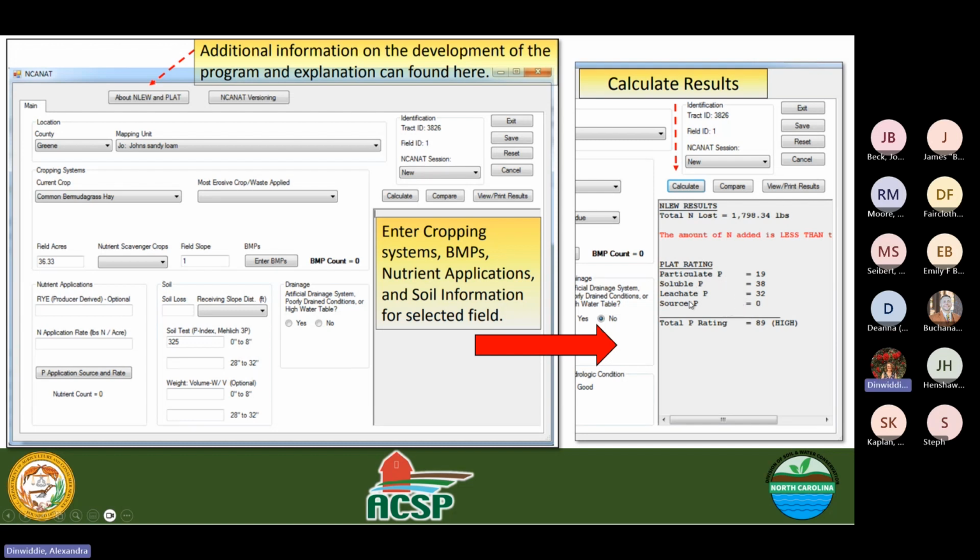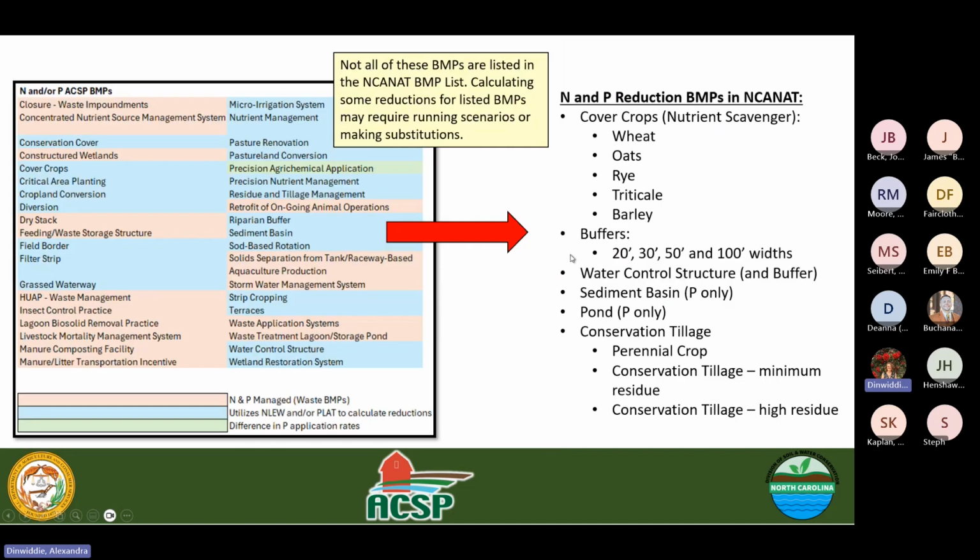Deanna just ran PLAT, so it just showed the phosphorus rating. But in this example, NLU was run as well. And so you get a nitrogen loss estimation for that. So that is how you run NCANAT within the nutrient management software.